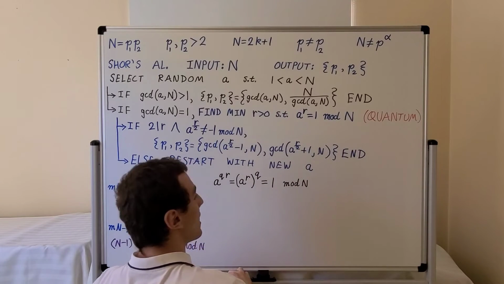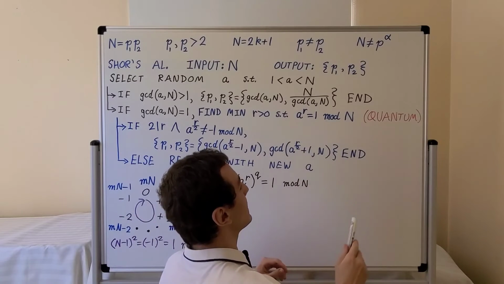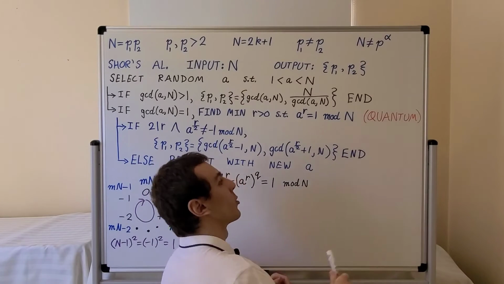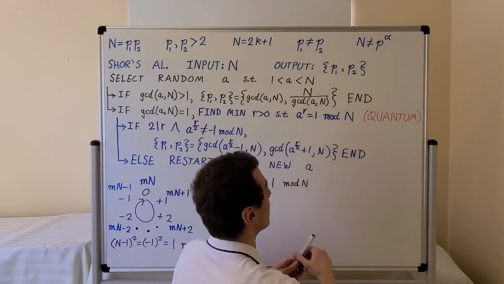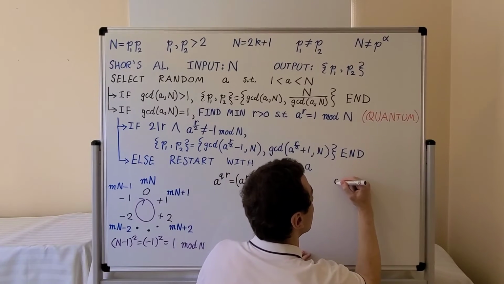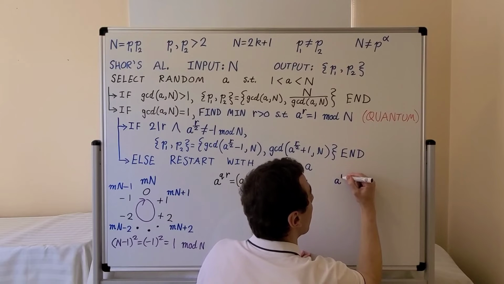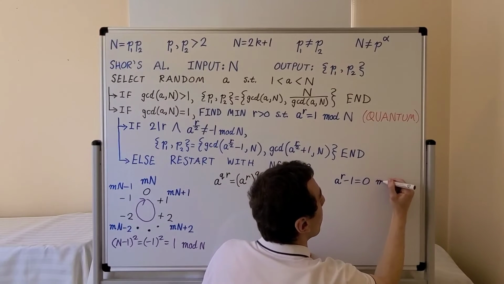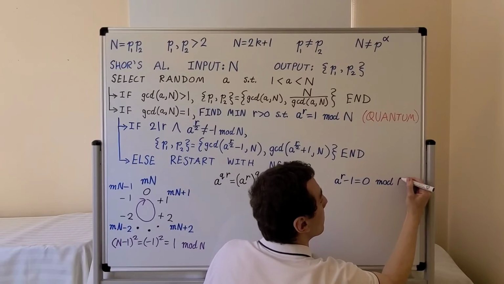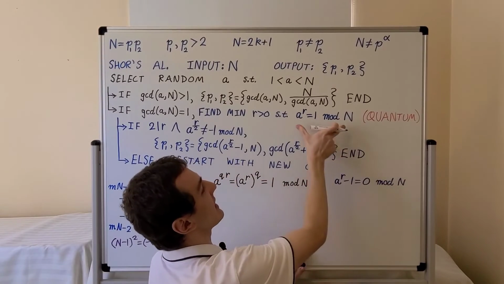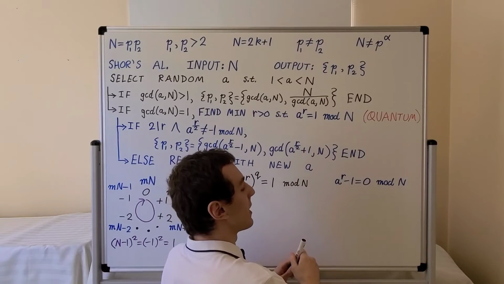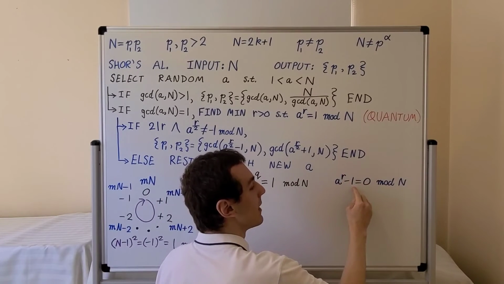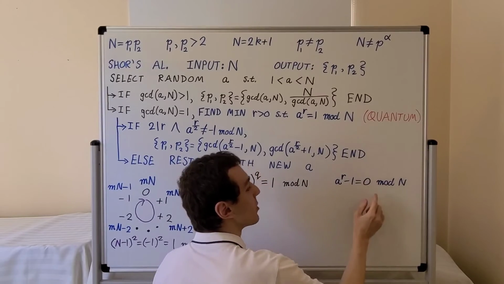Another important relationship is if we take this 1 over here and we move it to the other side, or in other words, if we subtract 1 from both sides, we get the relationship a to the r minus 1 is equal to 0 mod n. So this is another way of stating this relationship over here. What does this tell us? It tells us that a to the r minus 1 is an integer multiple of n.